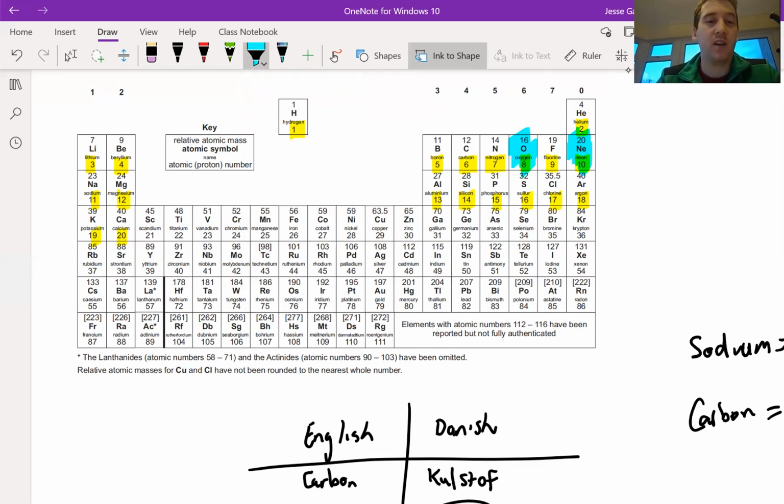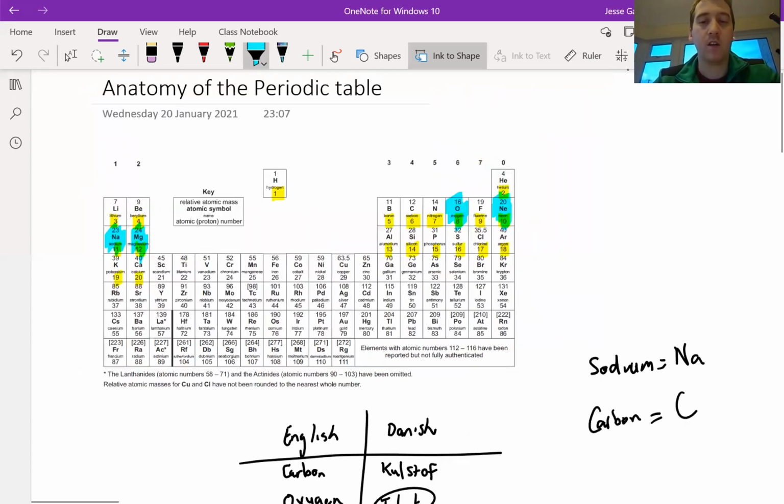If I was to ask you in a different way, why does magnesium come after sodium in the periodic table? Well, we would say its atomic number is bigger than that of sodium. So the periodic table is ordered in order of increasing atomic number. So when atomic number increases, the element goes further down the table. Okay, so that's a really important pattern to notice.